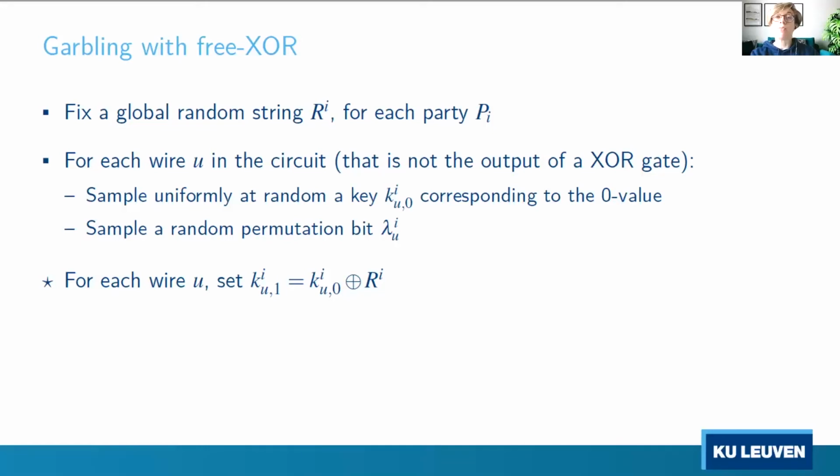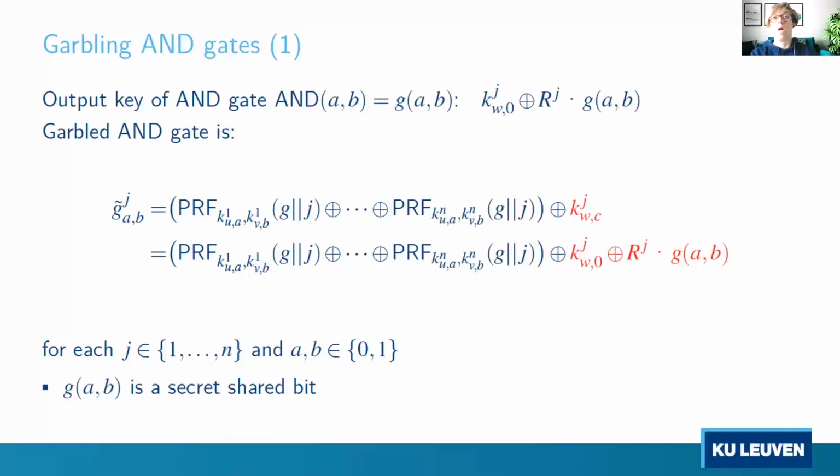So more precisely, we sample only the key corresponding to the zero value. And the key corresponding to the value 1 is set to be the XOR of the 0 key and the global difference for each party. And this is essentially enough to obtain a free XOR. However, we need to modify how we garble AND gates.